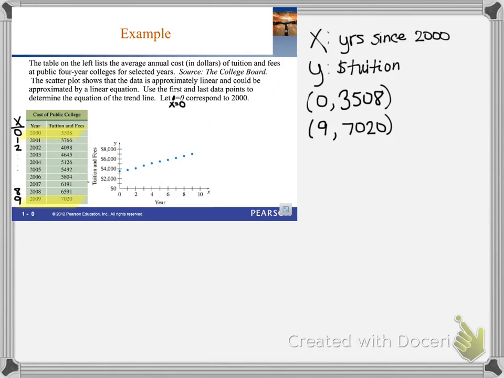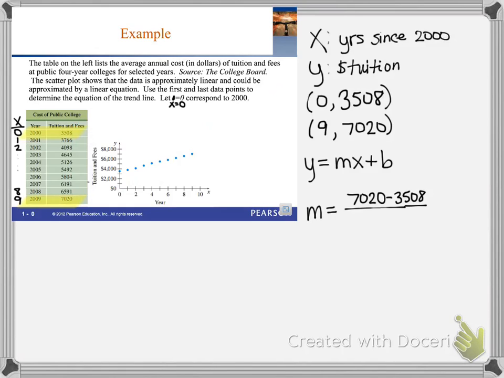Alright, we're looking for the equation for a straight line. So we're going to be looking for something in the form y equals mx plus b. We're going to start by finding the slope. Slope is rise over run. We have our 2 points that we're looking for. So I'm going to do change in y over change in x. I'm going to take my two y values and subtract them: 7,020 minus 3,508. Here's my change in y.